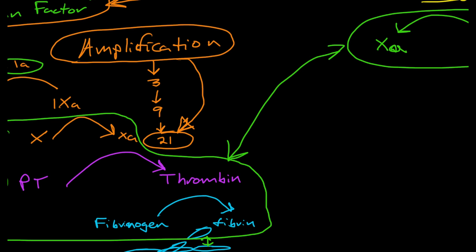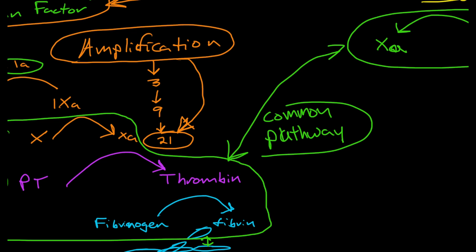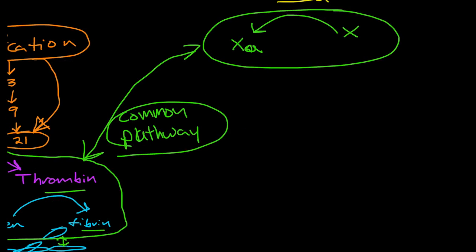Because this common pathway occurs whether it's part of the intrinsic or the extrinsic pathway. Okay? So we're going to focus for now on the common pathway, and just keep in mind that once you get down to 10 being transformed to 10A, the rest is in common, and it's actually fairly simple. 10 to 10A, prothrombin to thrombin, fibrinogen to fibrin. Okay, so we're just going to go through that again.